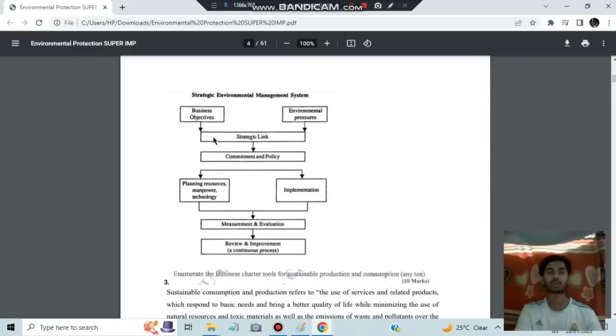And this is the thing you have to draw. You'll start with business objectives and environmental pressures. You'll have a link and commitment policy. Then you will do the planning and implementation, measurement and evaluation, and review and improvement.